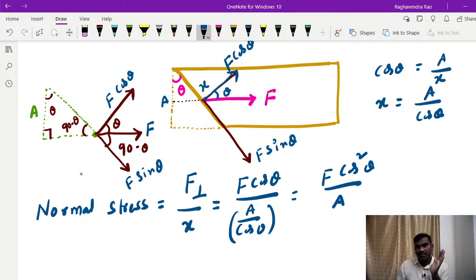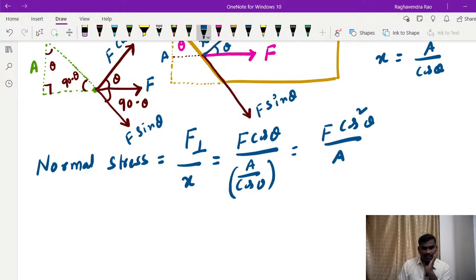So normal stress will be F cos theta by A cos theta. Then we can find F cos square theta by A. Now, if theta is equal to 0 degree, cos 0 is 1, that means normal stress will become F by A. And if cos theta is equal to 0, it is exactly perpendicular to the surface, that means normal stress will become 0. That means along the normal we need to apply the force.